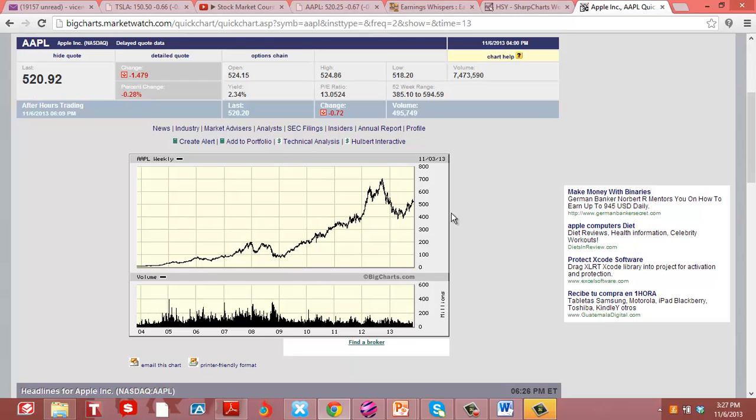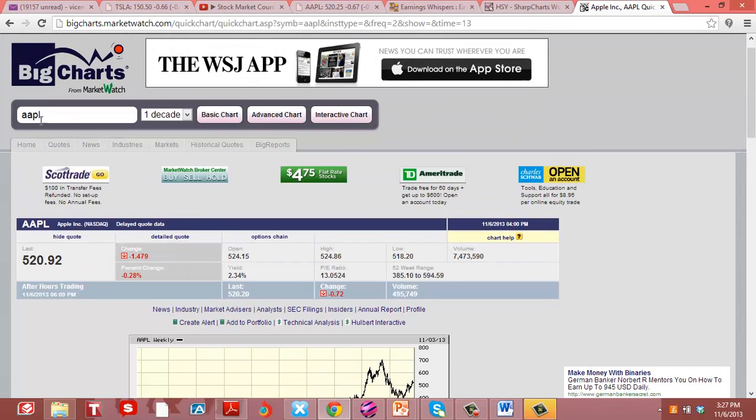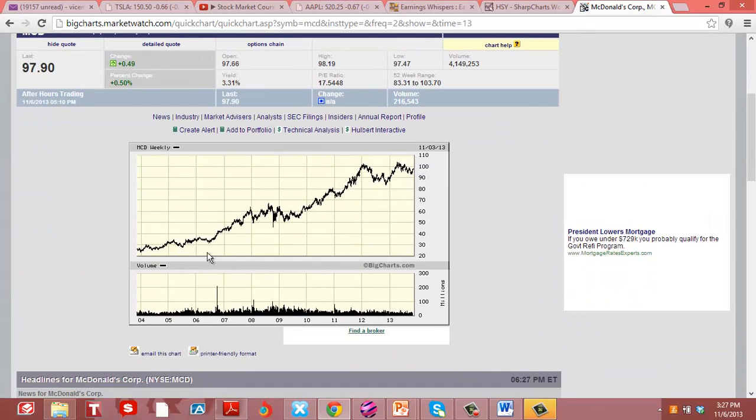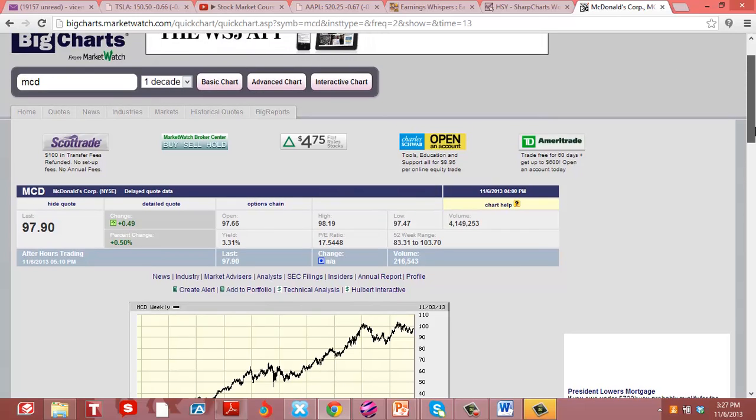So it's a neat website where you can see any past. So for example, I want to see what McDonald's did. Okay, and you can see right here a nice move by McDonald's, real key move. So this is another good site to see the historical trend. So it's at 97. You can see McDonald's was trading near 25 back in 2004, and today's trading at 97. Okay, so big charts is a real good tool where we can find info on the market.